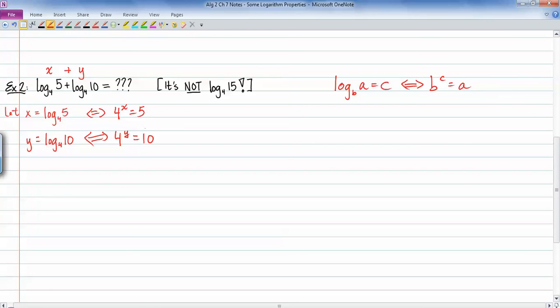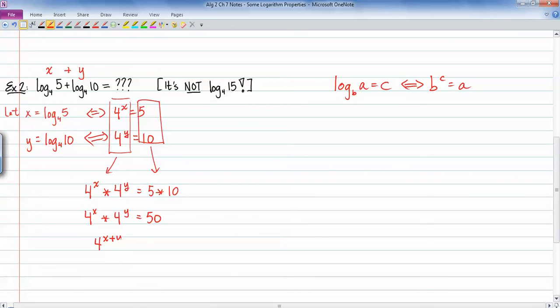Now what I'm going to do is multiply these two things. If I multiply those two things, I'm going to get 4 to the x times 4 to the y. And if I wanted to know what that equaled, well, it's the same thing as these two multiplied together, so it's going to be 5 times 10. So now what I've got is 4 to the x times 4 to the y equals 50, which is the same thing as 4 to the x plus y, right? Because I've got x 4s here and y 4s there, so together I have x plus y 4s.